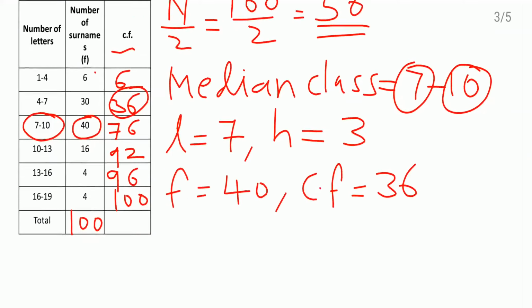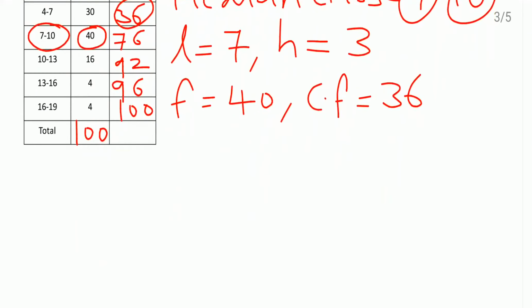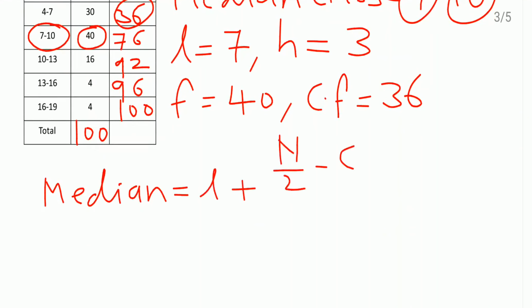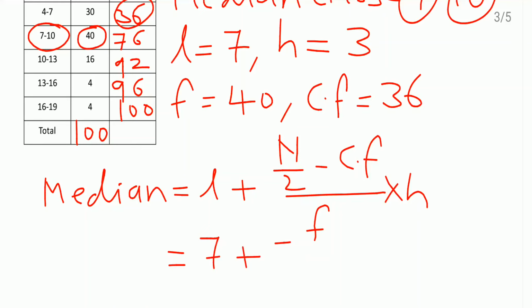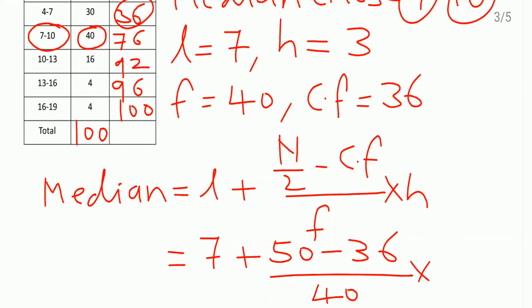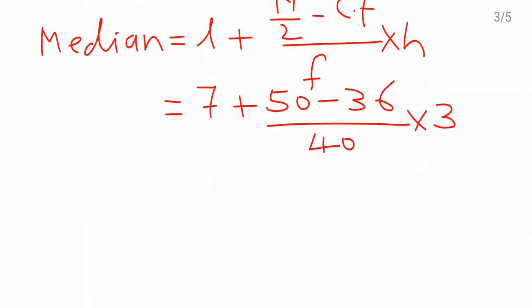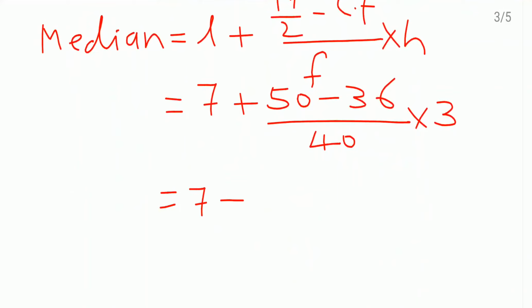Let us write down the formula for median. So here, median is equal to L plus N by 2 minus CF divided by F into H. So L is what? 7. N by 2 is what? 50. Minus CF is 36. And F is 40. H is 3. We'll do the calculations now. 7 as it is. 50 minus 36 is 14 here. This is 40 and this is 3.